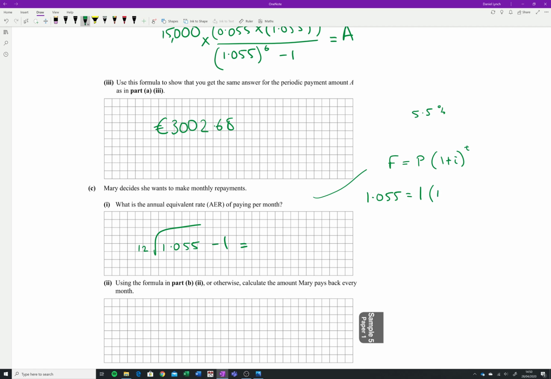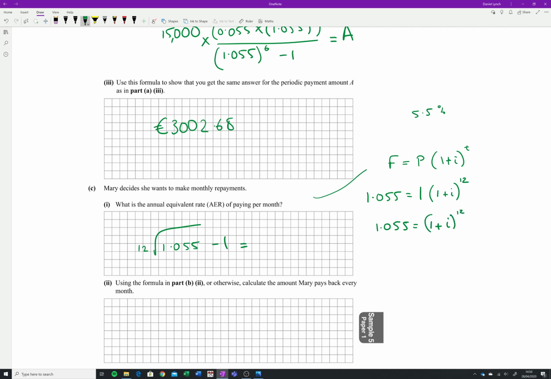But when we are finding the interest rate here, the interest rate is now going to be monthly, and therefore how many times is it going to have to compound in order to turn into 1.055? Well, it takes a year for that to happen, and since we are dealing monthly, it is to the power of 12 that t now is. So you have 1.055 is equal to 1 plus i to the power of 12.